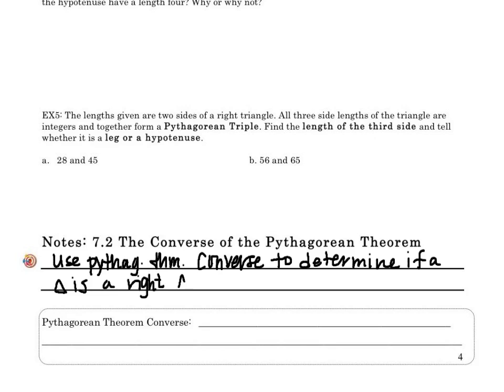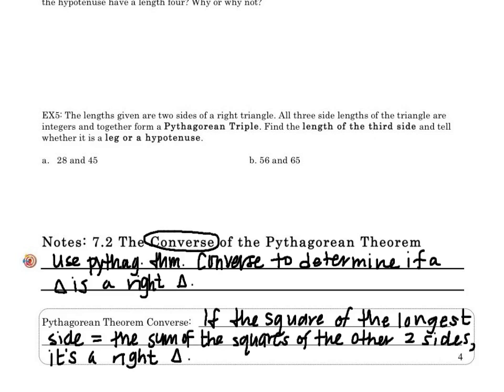the Pythagorean theorem says that if a triangle is a right triangle, then you can square the two legs and add them together, and it will equal the hypotenuse squared. The converse of the Pythagorean theorem is flipping the hypothesis and the conclusion. So the converse says that if a squared plus b squared equals c squared, then the triangle is a right triangle.